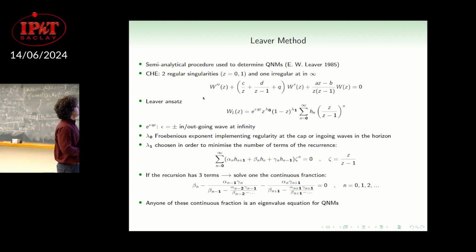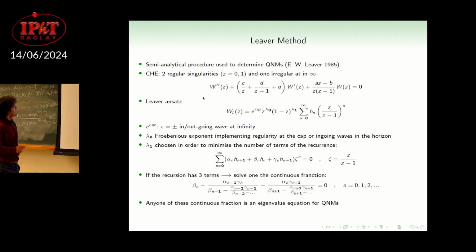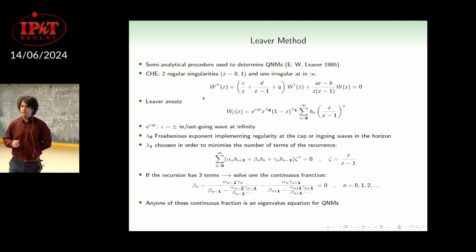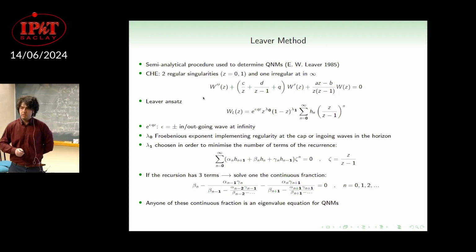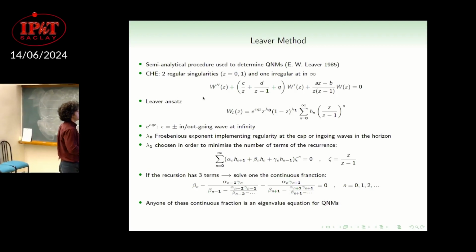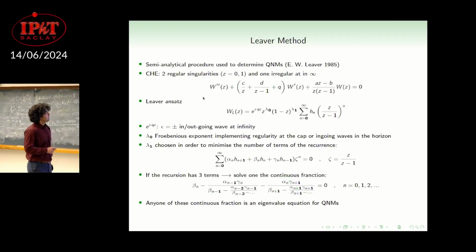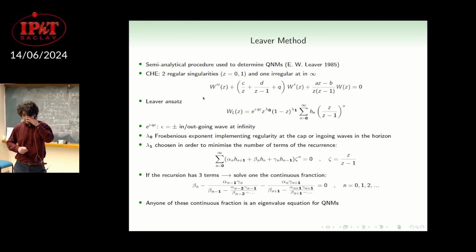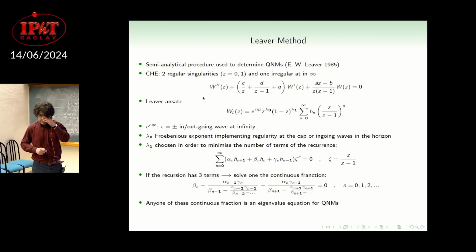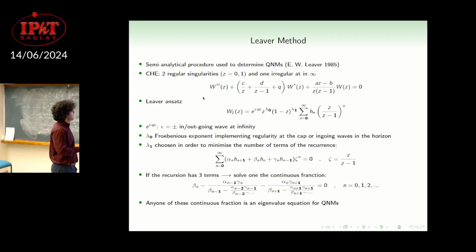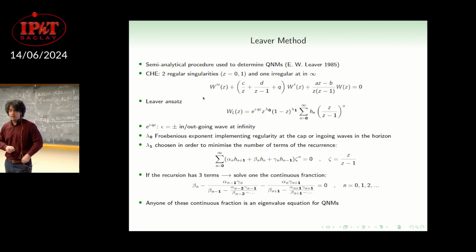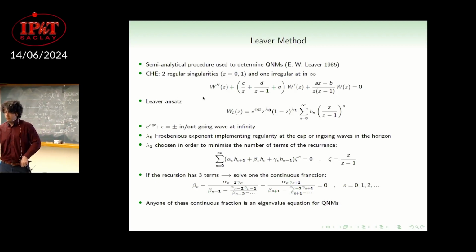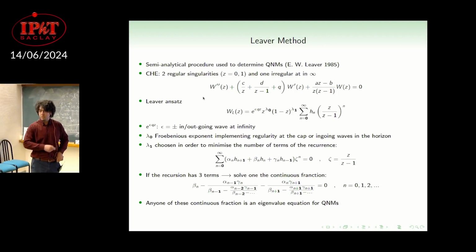Okay, then let me show this very powerful semi-analytical method used in the past for computing quasi-normal modes, due to this guy, Leaver. And actually I would like to apply it on a specific case. I will apply it on the confluent equation, which is relevant for Kerr-Newman, Schwarzschild, topological star, etc.